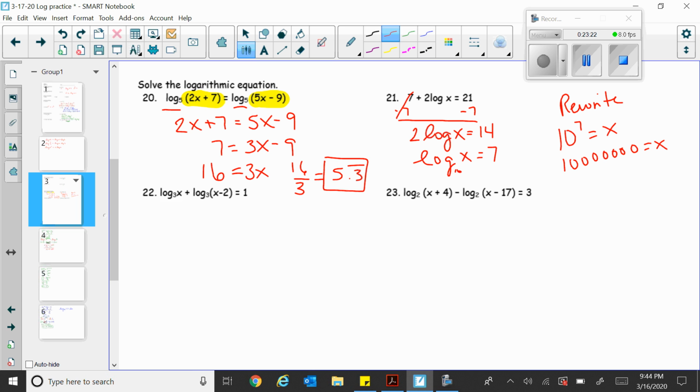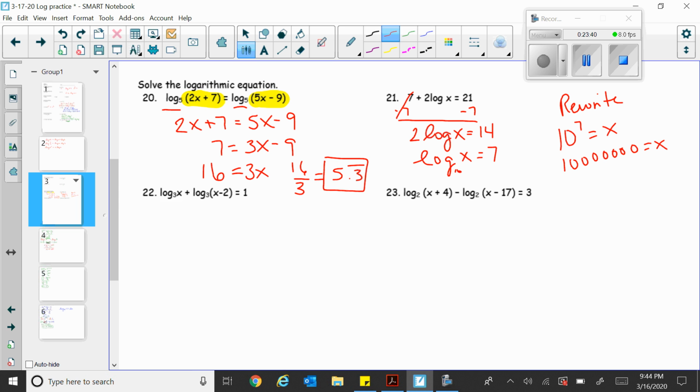Okay, 22 and 23. I guess of the two, 23 is definitely the hardest one. So let's go ahead and do this.